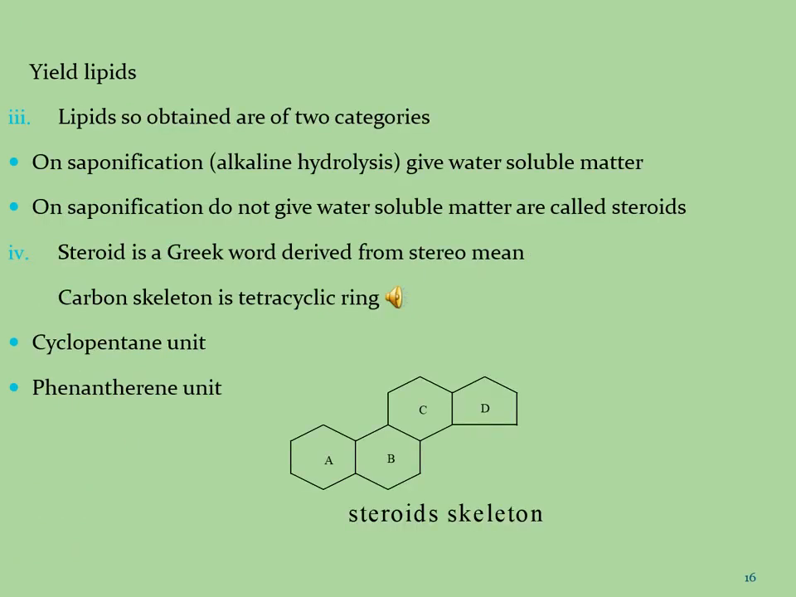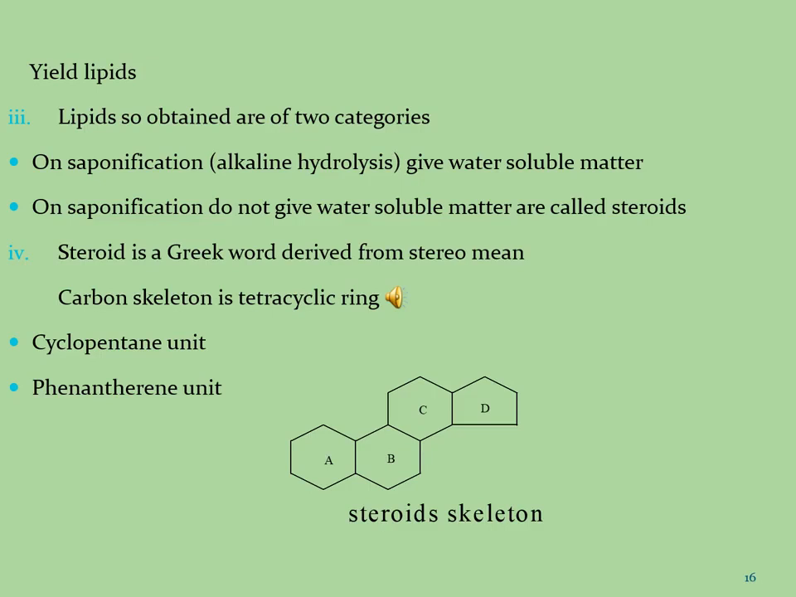So, the lipids so obtained are of two categories. One on saponification gives water soluble matter, and the other on saponification does not give water soluble matter. These kinds of substances are known as steroids. Steroid is a Greek word which has been derived from the word stereos, which means solid.